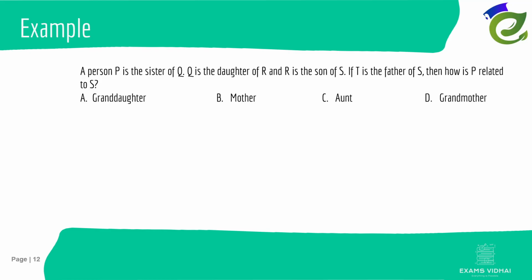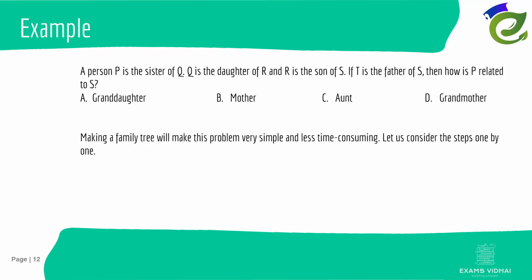A question says, a person P is the sister of Q. Q is the daughter of R and R is the son of S. If P is the father of S, then how is P related to S? Making a family tree will make this problem very simple and less time consuming. Let us consider the steps one by one.